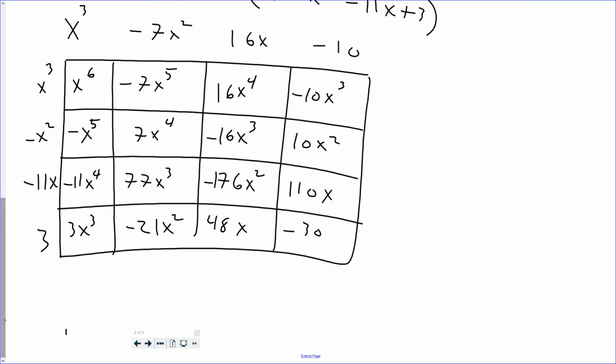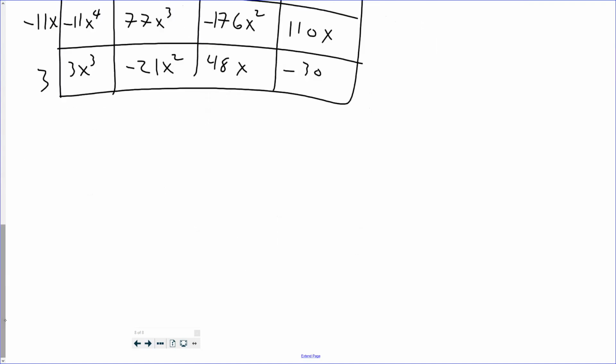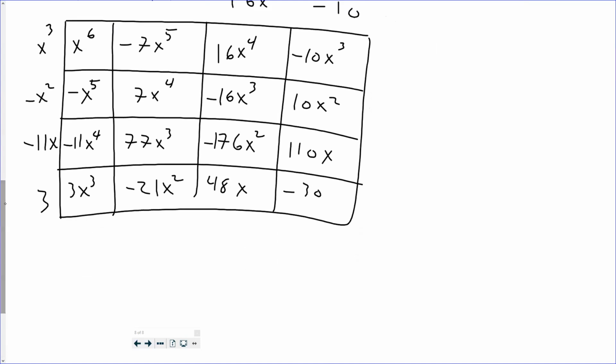And then we're going to start adding like terms. So I'm going to start with a 6th-degree polynomial. I have x to the 6 right there. Then I'm looking at 5th-degree terms. I have negative 7x to the 5th and negative x to the 5th. That's negative 8x to the 5th. I don't have anything else, I don't think. I don't. Then my 4th-degree terms right here in this diagonal, that is 5, 12, x to the 4th.